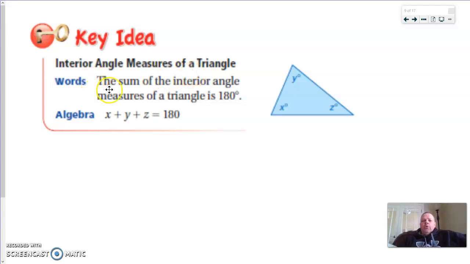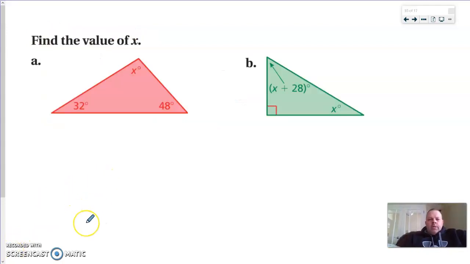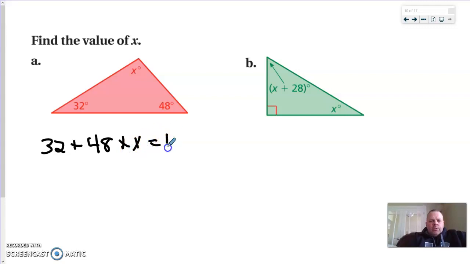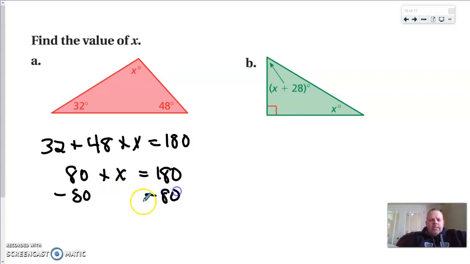The first key idea that we've already talked about in an earlier chapter is the interior angles of a triangle. We know that the sum of the interior angle measures of a triangle is 180. So in algebra terms, we take angle x plus angle y plus angle z, and those add up to 180. In our first example, we know that 32 plus 48 plus x equals 180. When we add those together, that gives us 80 plus x equals 180. We subtract that 80 from both sides, so we know that x equals 100.